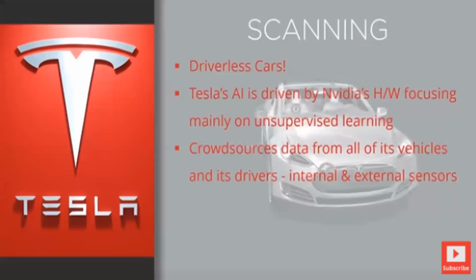And Tesla, this is one big company working on driverless cars. They're using AI-driven software. If you look at this, they have cameras and sensors. The camera will be on the top of the car, and the real-time data will be taken from this camera.